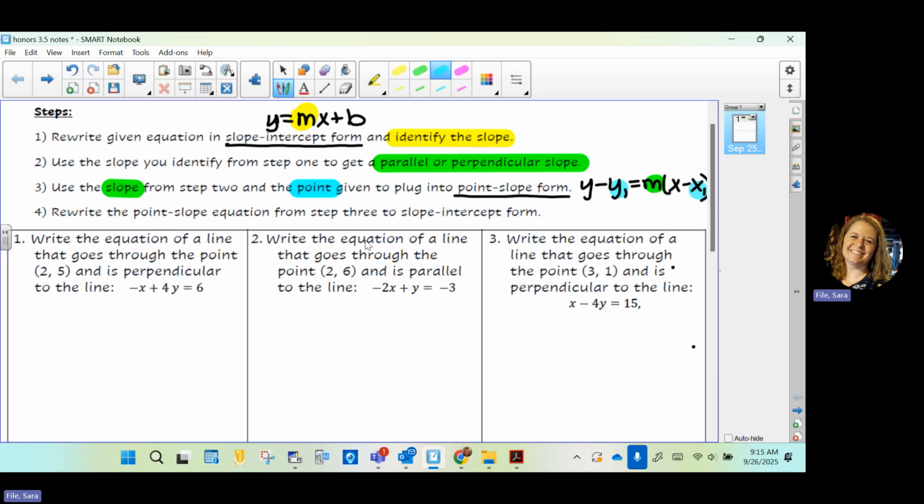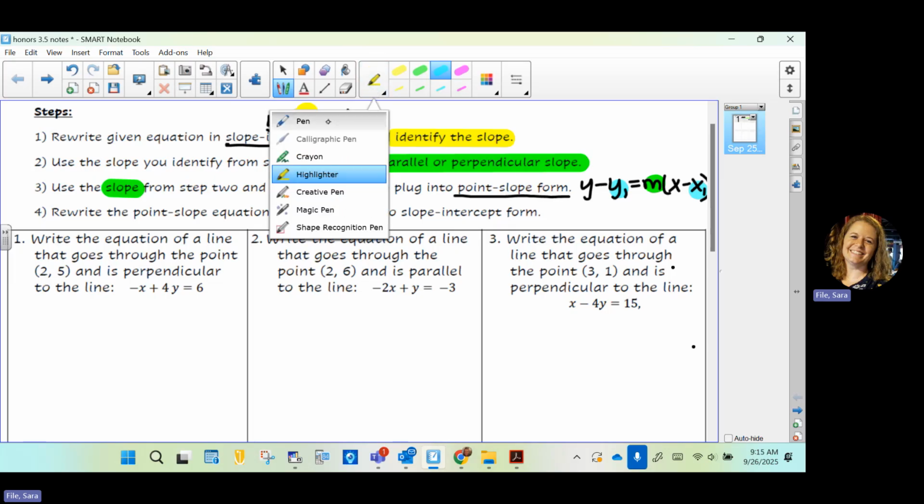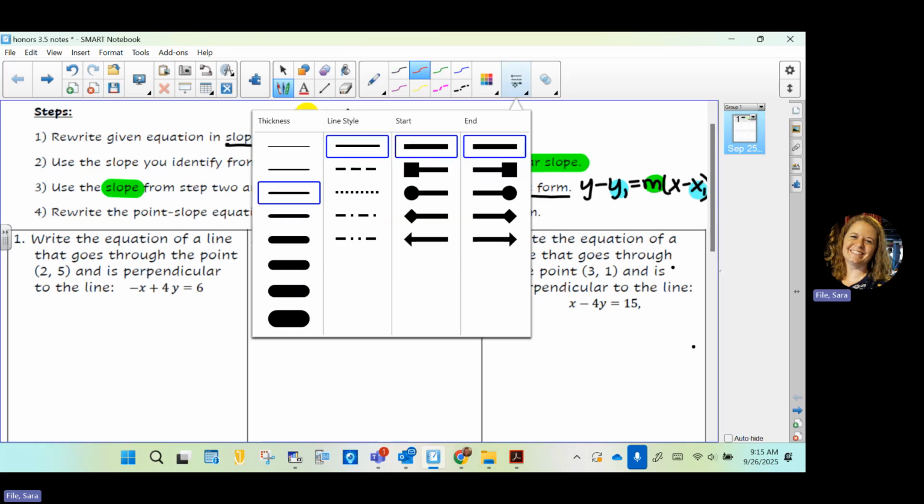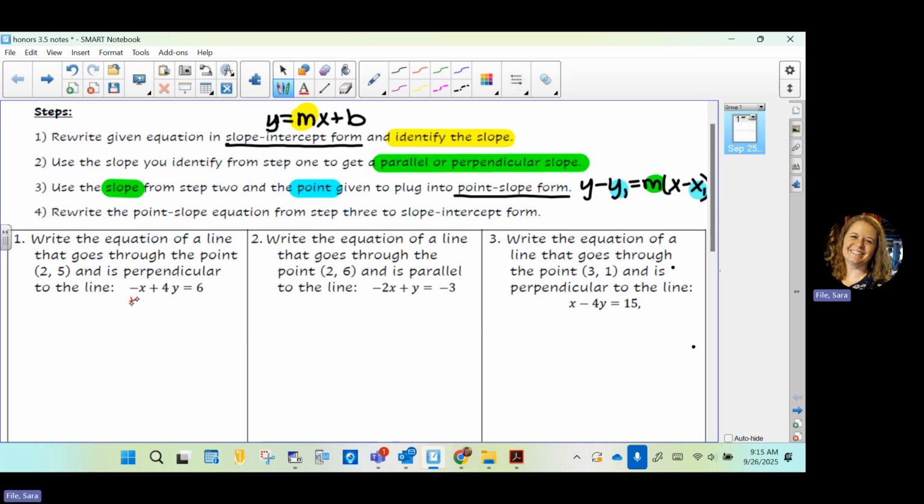All right, let's do it. For the first one, it says write the equation of a line that goes through the point (2,5) and is perpendicular to the line negative x plus 4y equals 6. So I need to take this given equation and get it in y equals. So I'm going to add x to the other side. I cannot combine the 6 and x because one's an x term, one is not. So I'm just going to have a positive x plus 6.